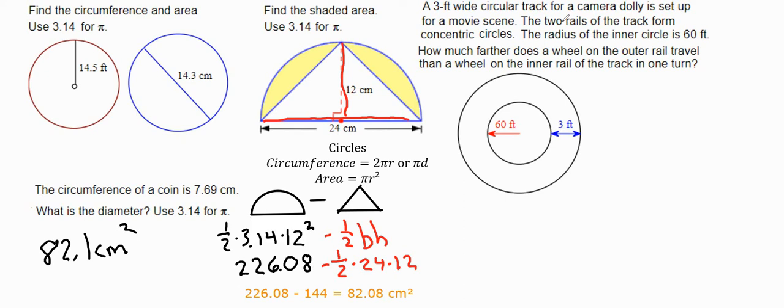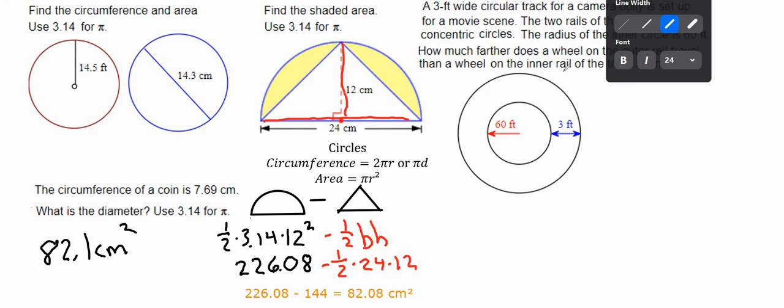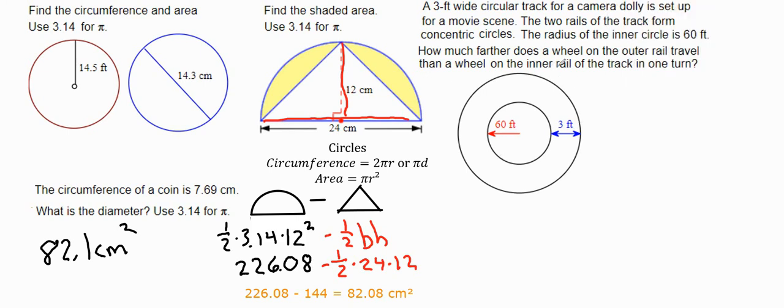And this last question, clearly not drawn to scale: a 3-foot wide circular track for a camera dolly is set up for a movie scene. The two rails of the track form concentric circles. The radius of the inner circle is 60 feet. This looks a lot more confusing than it really is. It just wants to know how much longer the outside circle is than the inside. So this is a circumference question, and we're going to do two circles here.